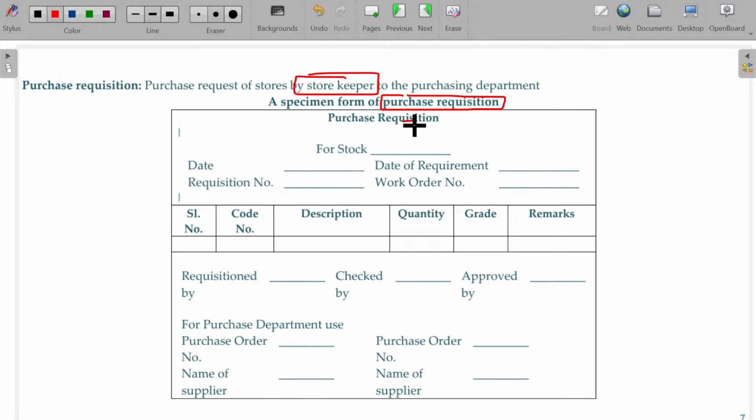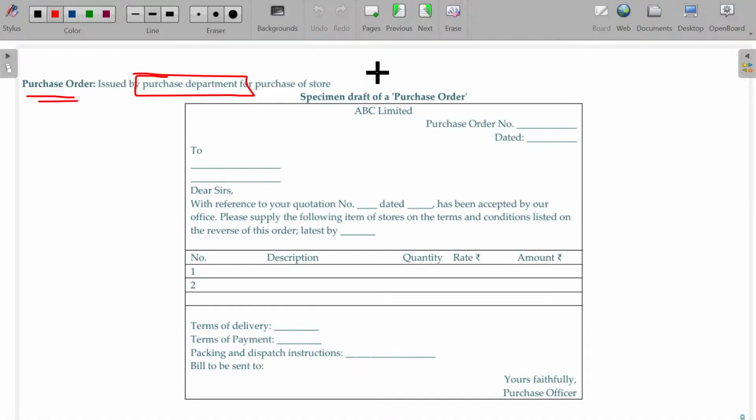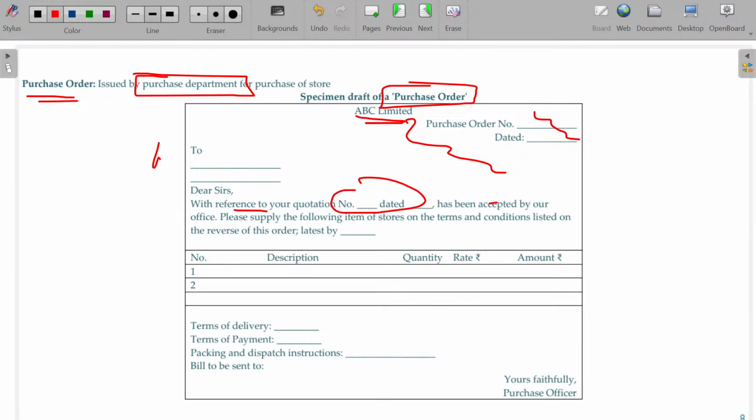So purchase requisition for stock, date, requisition number, date of requirement, all these things will be there and signed by the storekeeper. In this case, purchase order is placed. Okay, ABC Limited places this with reference to your quotation number, dated, this much quantity needed, everything is placed and signed by the purchase officer. You have to understand the difference.